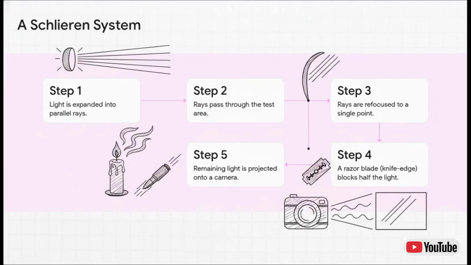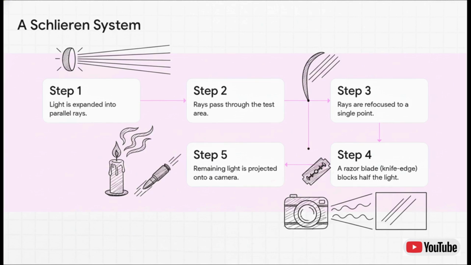So this is the setup that pulls it off. It's called a Schlieren system. Here's how it works in a nutshell. First, you take a light source and use a mirror to spread it out into a big beam of parallel rays. Then that beam passes through what we call the test area. That's where the invisible event, like the shockwave, is happening. After that, a second mirror collects all of that light and focuses it all the way back down to one tiny, super bright point.